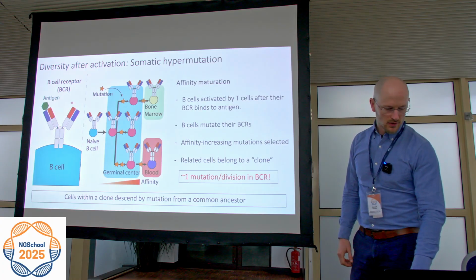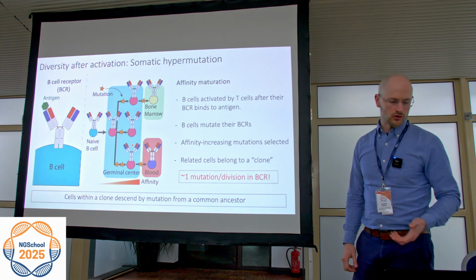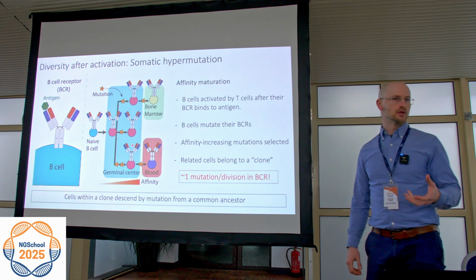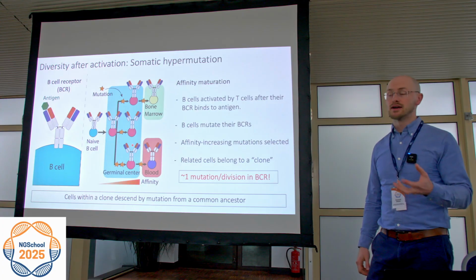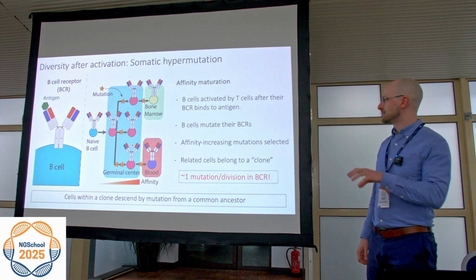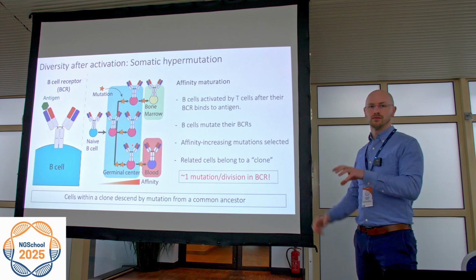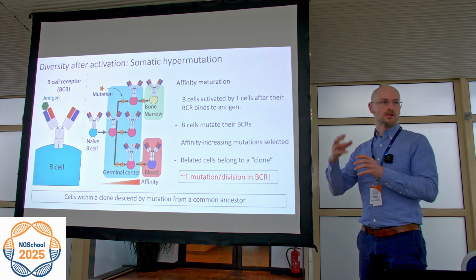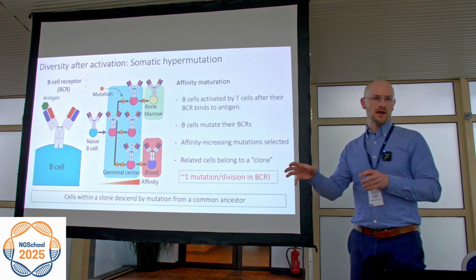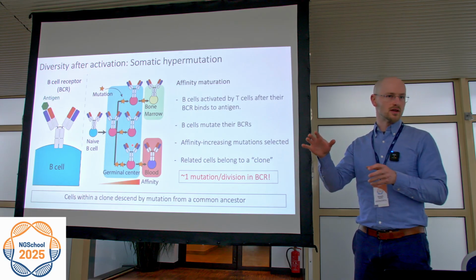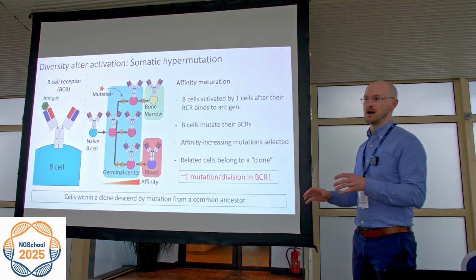Within this, when B cells are activated, they enter into what are called germinal center reactions, where they actually upregulate enzymes that damage their DNA. And this DNA damage produces mutations, some of which improve the binding affinity of their BCRs and some of which decrease the binding affinity of their BCRs.